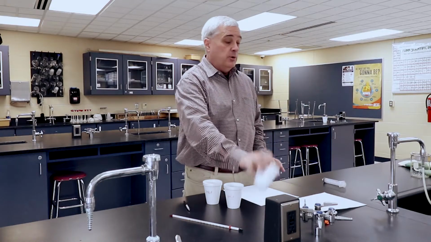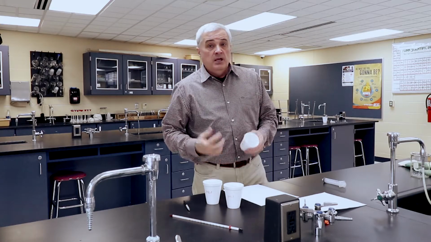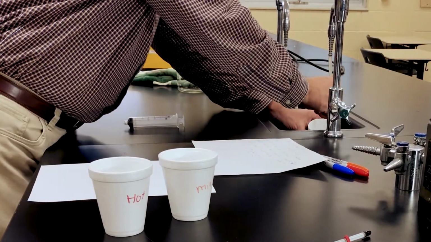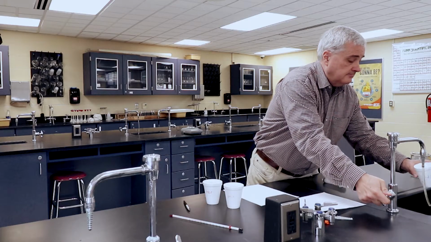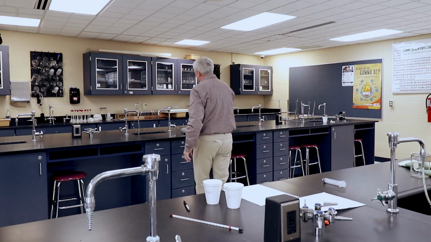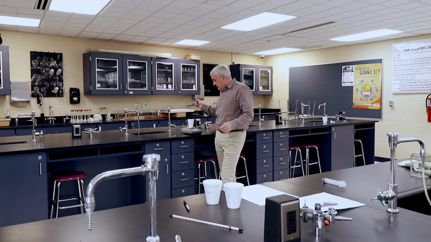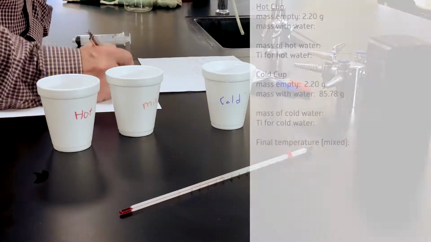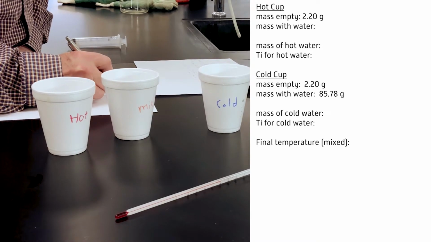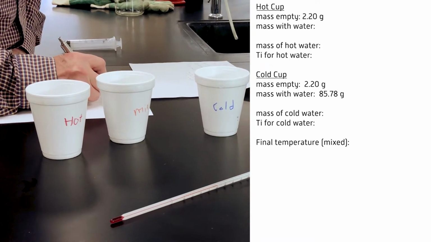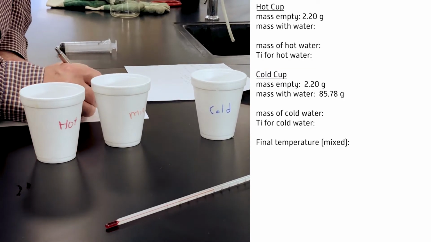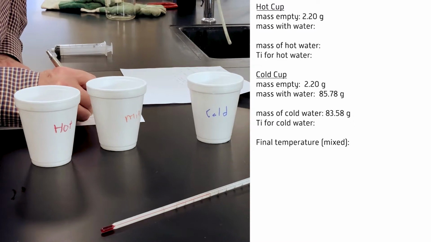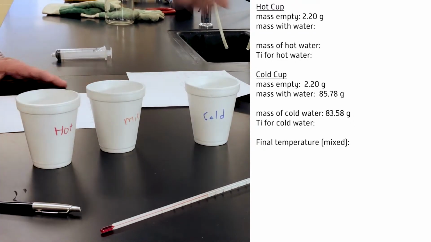All right, we're going to put some water in here using the tap. I'm just going to put some water in. Didn't measure. Going to take the mass over here. 85.78. That's the mass of the cup and the water. If I subtract those two numbers, the mass of the water becomes 83.58. That's the mass of the cold water.